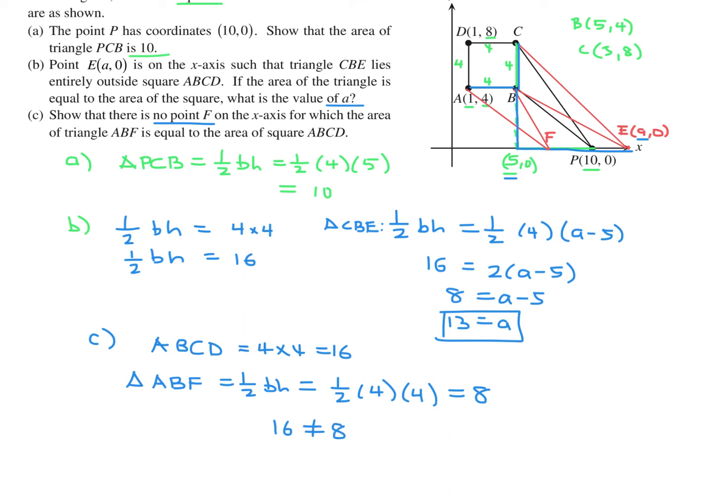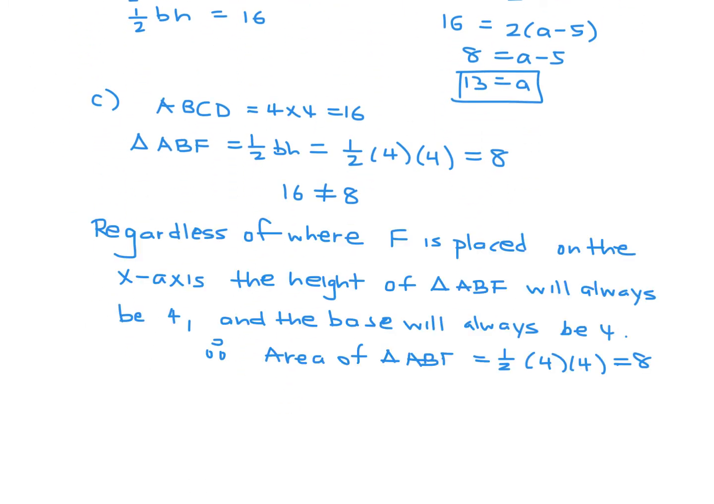So regardless of where F is placed on the x-axis, the height will always be 4, and the base will always be 4 for triangle ABF. So the area is always going to be 8. So you can write that out. I'll write it out. So in a sentence or so, we can write it all out. Basically, regardless of where F is placed on the x-axis, the height of triangle ABF will always be 4, and the base will always be 4, and therefore the area of triangle ABF will be 1/2 times 4 times 4, which is equal to 8, which is not equal to 16, which is the area of the square.